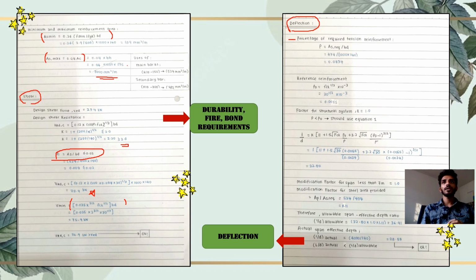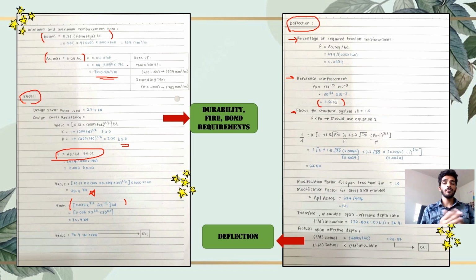Now we're going to look at the second one, which is the reference reinforcement, where we require a reference for the reinforcement value, which is rho 0 equals fck to the power of 1 over 2 times 10 to the power of -3. So we were able to get 0.0055 for this reference reinforcement ratio. And then the factor for the structural system is K, which is equal to 1.0. So here we can conclude that rho prime is smaller than rho 0, so the equation 1 used previously applies. So now we're going to use the deflection method too, but we have another formula which we're going to use.